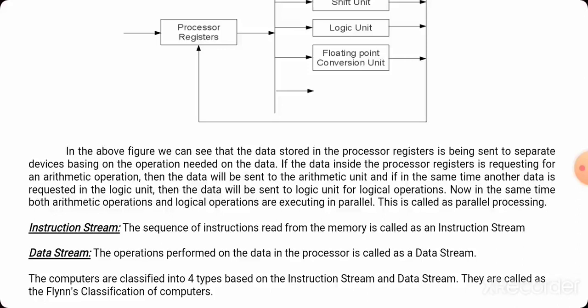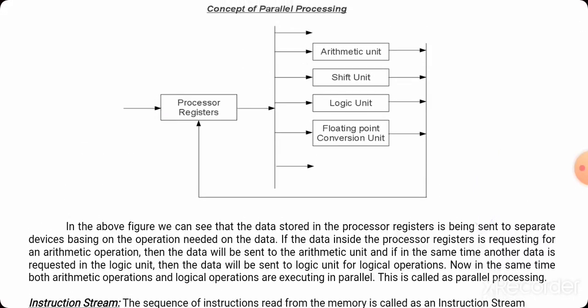Okay, the explanation given below is what I explained. And another one: if the processor registers have two types of data, one is logic and another is arithmetic, and the data is requesting that the operation performed on that data is arithmetic or logic, it sends the data to the arithmetic and logic unit, and the results are stored again in the register.